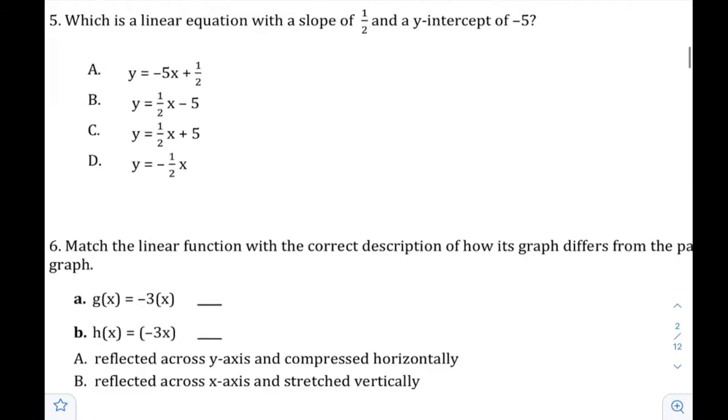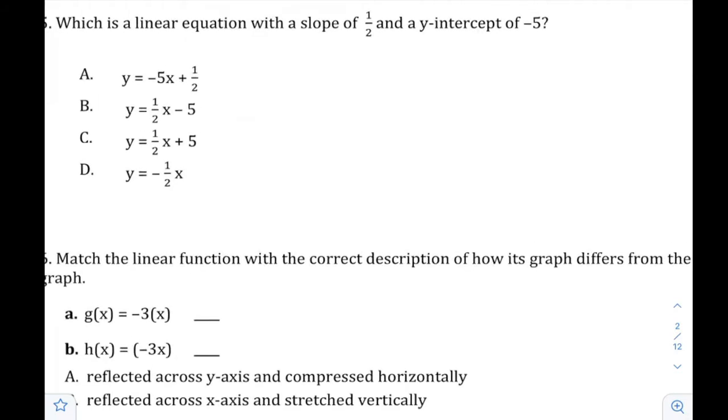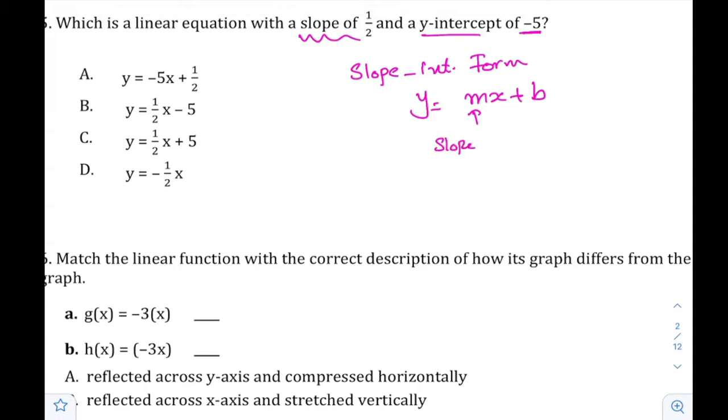Which is the linear equation with slope of 1 over 2 and y-intercept is -5. Since he mentioned slope and y-intercept, we will use slope-intercept form. Slope-intercept form is y equals mx plus b, where m is our slope, b is the y-intercept.